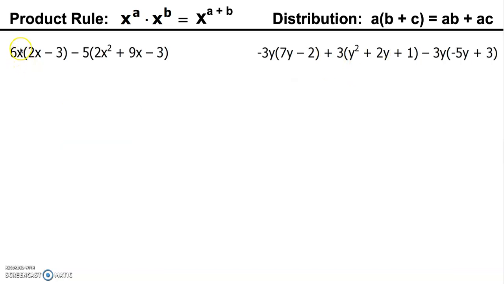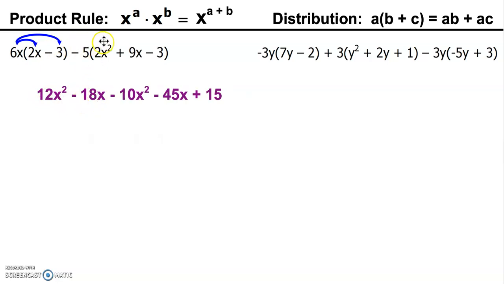Here we're distributing a couple of different things. I have a 6x that's being distributed across 2x plus 3. We know where to stop distributing because of the parentheses. We know the 6x is only being distributed to the 2x plus 3 because the parentheses stop here. Then we have a negative 5 that's being distributed to 2x squared plus 9x minus 3. So I have 6x times 2x and a 6x times a negative 3. That becomes 12x squared minus 18x.